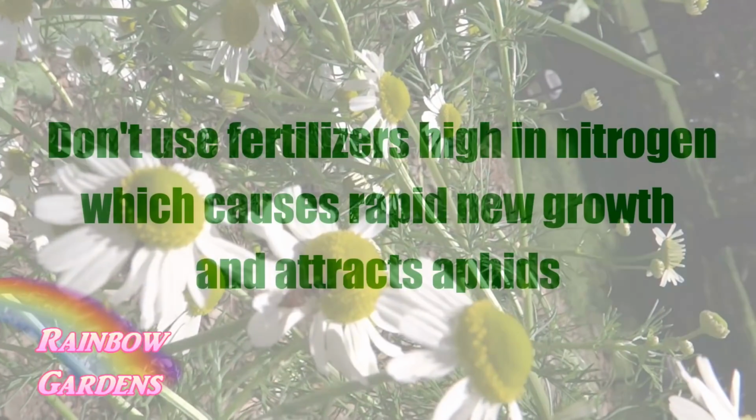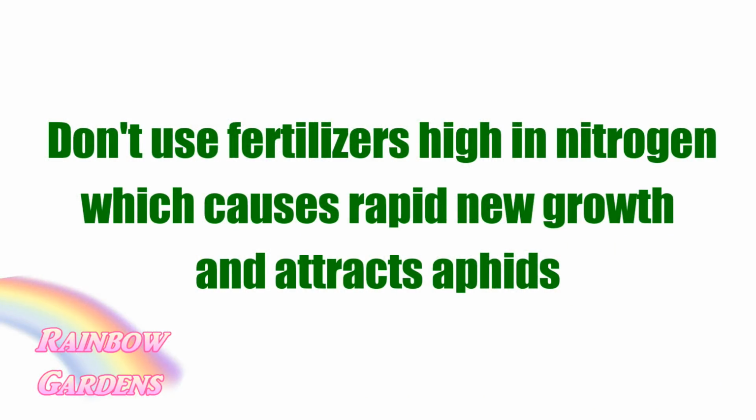So here are just a couple of preventative measures you can do to keep the aphids from being attracted to your garden. Don't use fertilizers which are high in nitrogen. They cause rapid new growth, which the aphids love. So a lot of those little water-soluble quick fertilizers that you can get at the home improvement store, well, they are loaded with nitrogen. I like to use those sometimes for my container gardening. So if you're having a problem with aphids, find another way to fertilize your plants.